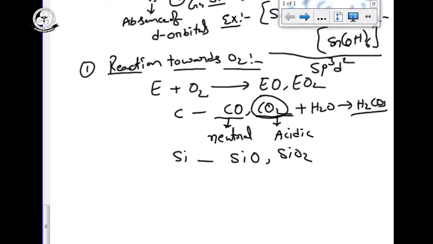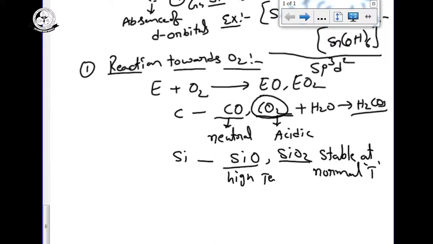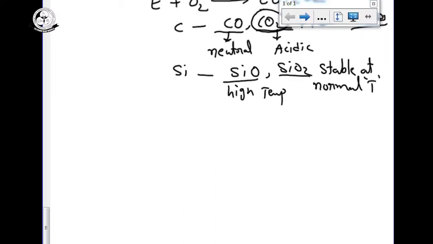Out of these two, the more stable form, generally stable at normal or room temperature, is SiO2. SiO is stable at high temperature. To store the compound SiO, we have to maintain a very high temperature.